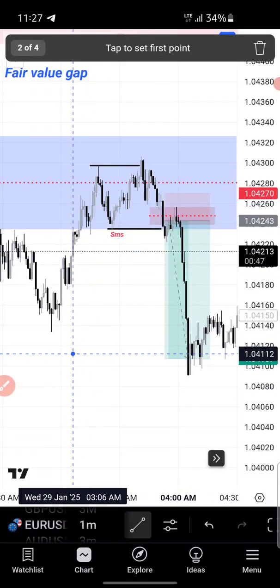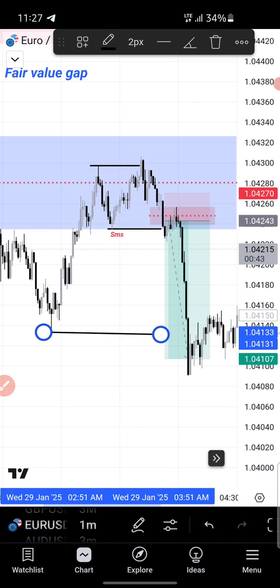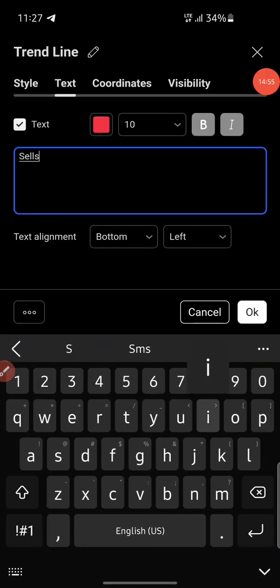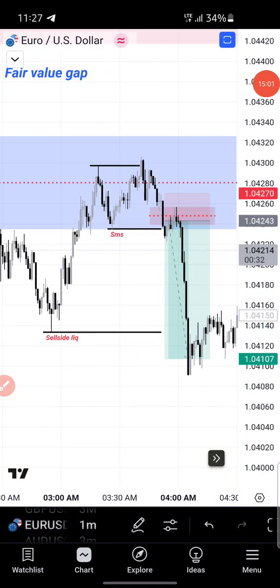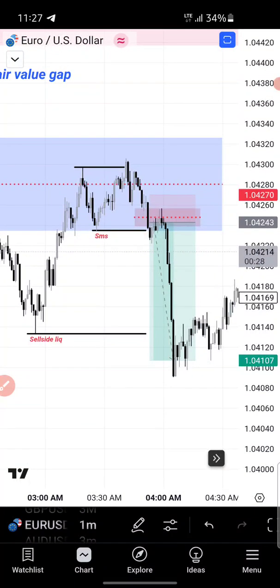There's a near sell side liquidity here, which is that swing low created on the 5 minutes. This is your sell side liquidity for target. So this is your setup, and this is how to treat a fair value gap.